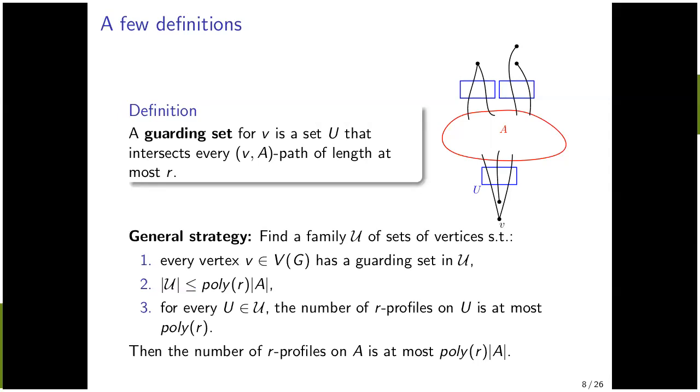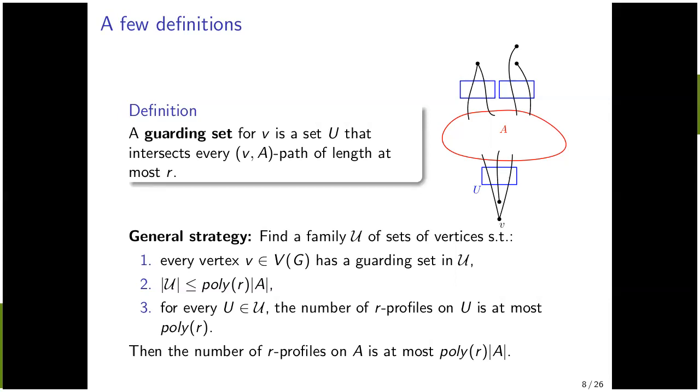And now we can describe the general strategy. So the strategy will be to build a family of sets of vertices such that every vertex has a guarding set in this family. This family is not too large, meaning it's some polynomial in R times A. Okay, and for every member of this family, the number of R profiles on this set is at most polynomial in R. And if we have these three conditions, then the number of R profiles on A is at most some polynomial in R times A, just because the profile of a vertex V is completely determined by its guarding set and the profile of V on this guarding set.